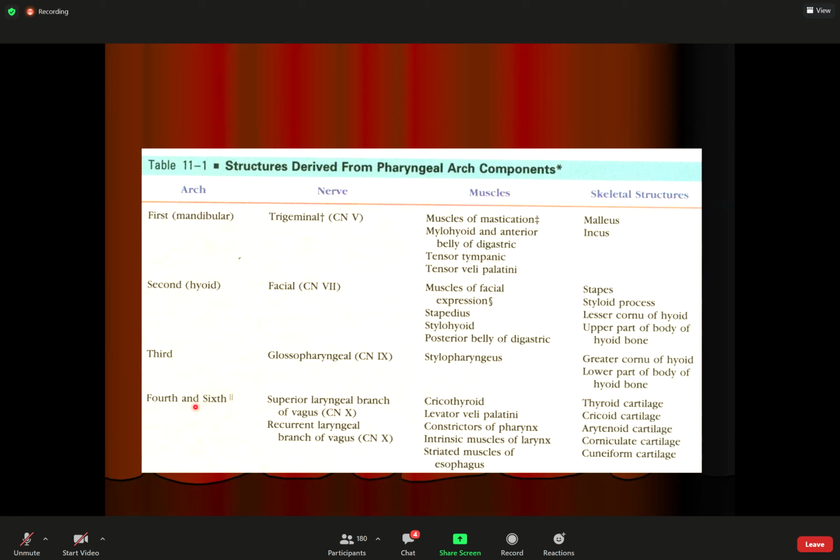Fourth arch and sixth, think about only the fourth, the superior laryngeal branch. So it is all vagus, and cricothyroid and levator veli palatini all constitute the pharynx and the larynx. All the muscles in the pharynx, except stylopharyngeus, are supplied by the vagus nerve. And there is the thyroid cartilage and cricoid cartilage. These are all the structures of the fourth to sixth arch. Remember thyroid cartilage, cricoid cartilage, that's good enough for you. These two cartilages are for the fourth arch.